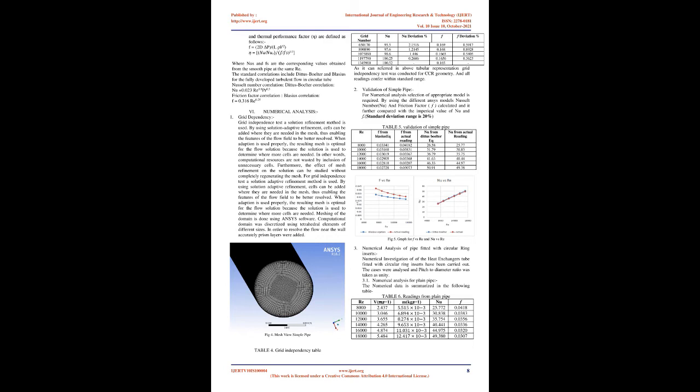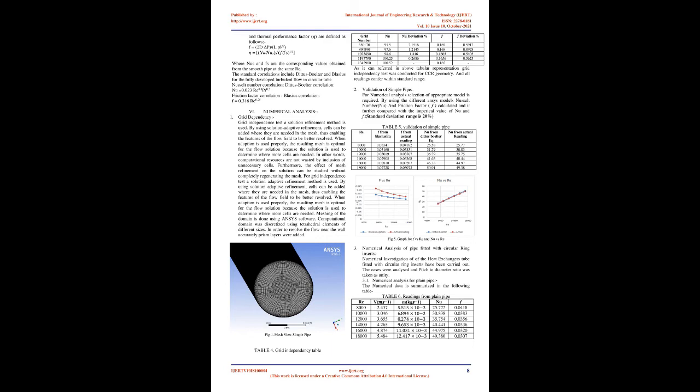2. Pipe with ring inserts. The inlet and outlet diameter of the pipe with the circular ring inserts and with diameter ratio of 0.6, 0.7 and 0.8 dr is given in the following table. The rings are inserted in the test section of the pipe.